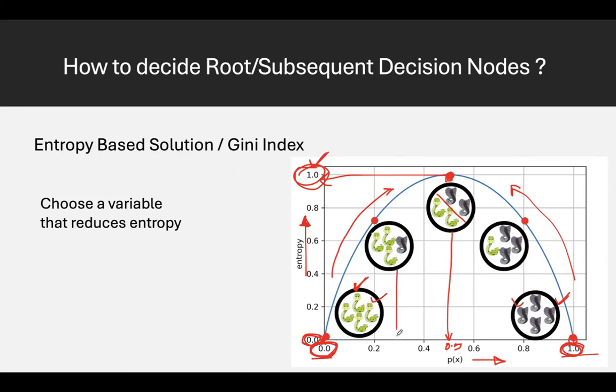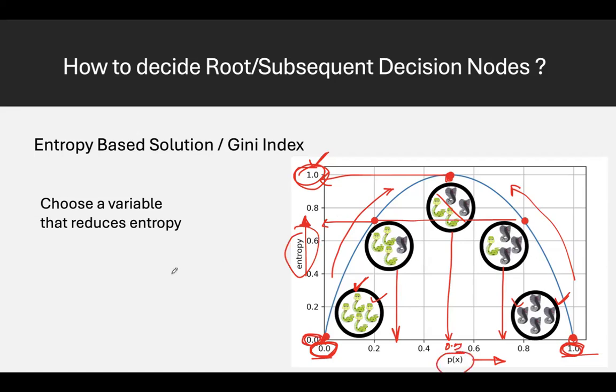Here, for example, the probability of poisonous snakes is about 1 over 4, and the entropy is around this level. Similarly, here, the probability of poisonous snakes is about 3 out of 4, and the entropy level is again around 0.7. So this is the relationship between entropy and probability.